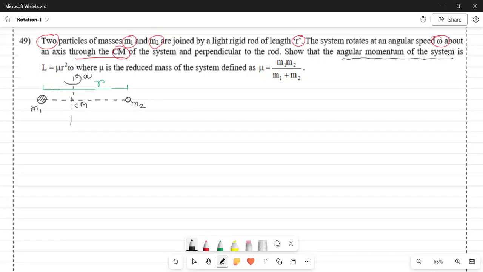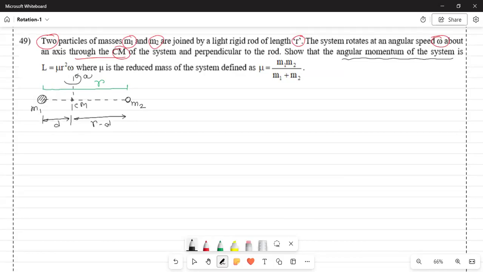Now, for finding angular momentum, we need to know the moment of inertia of these two masses. In order to find the moment of inertia of these two masses, we need to find this distance. Say this distance is d, and this distance, of course, is then r minus d. So we need to find d. The value of d we can find from the very first chapter of your textbook, where you have handled how to calculate the center of mass.